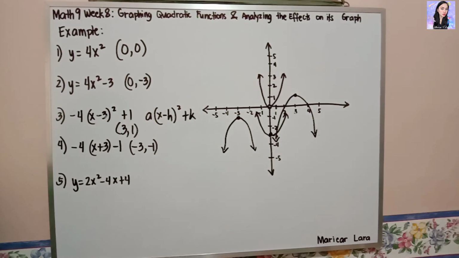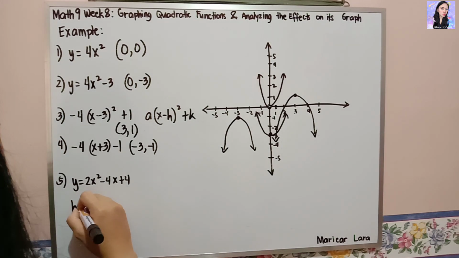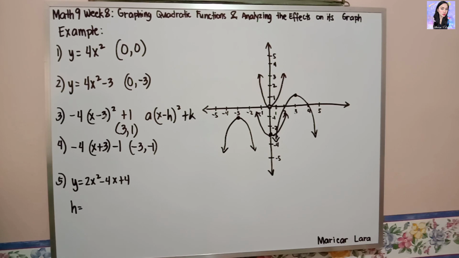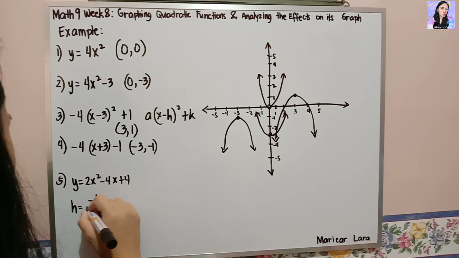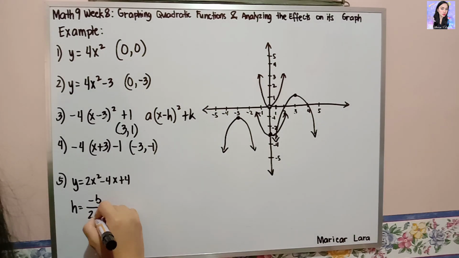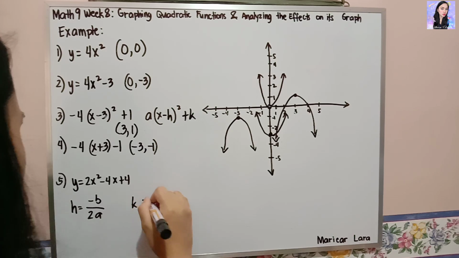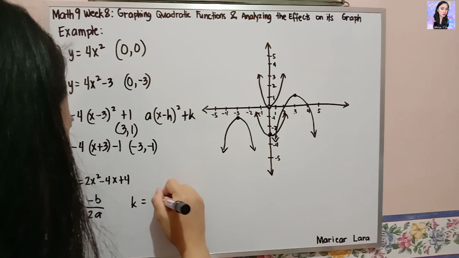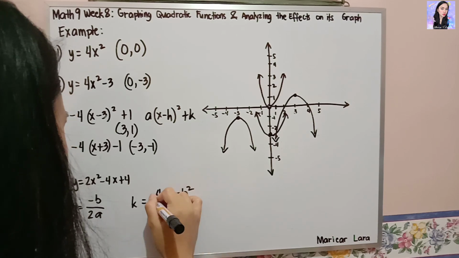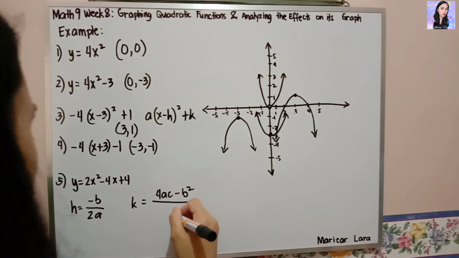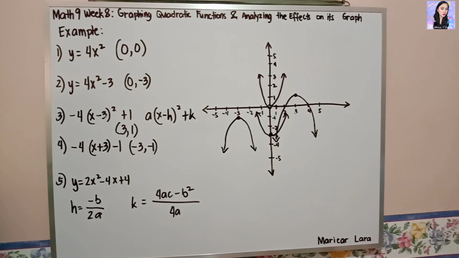And then, last example, number 5, the standard form. So, para makuha yan, kailangan natin gamitin yung formula para sa h at k. So, para makuha ang h, ang vertex ng ating standard form ay h and k. So, para makuha ang h, gagamitin natin yung formula na negative b over 2a. And para naman sa k, gagamitin natin yung formula 4ac minus b squared all over 4a. Okay? So, substitute lang natin yung values ng a, b, and c.